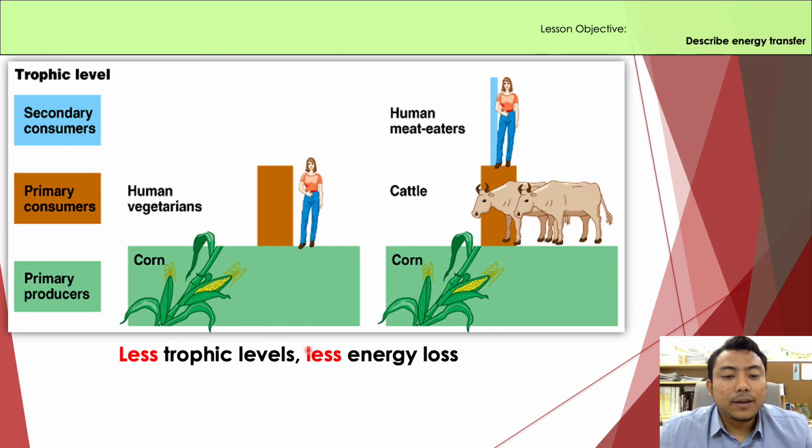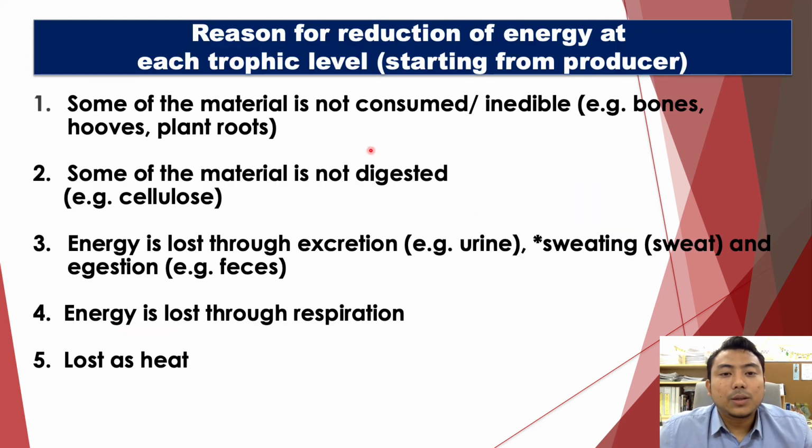So less trophic levels, less energy loss. So maknanya lebih efisien lah. Okay. So the reason for reduction of energy at each trophic level, starting pada producer, some of the material is not consumed ataupun inedible seperti bones, hooves.